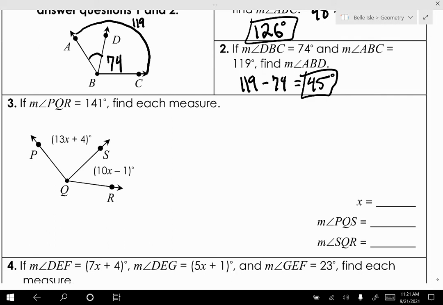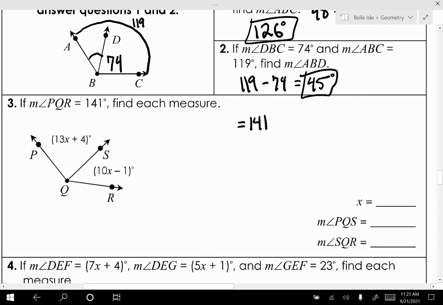Okay. Let's keep going. So let's look at number 3. If the measure of angle PQR equals 141, find each measure. Now we are looking for a few different things. What are we bringing in now? Algebra. Why do we have X in here? Angles and X don't go together. So angle PQR equals how much?